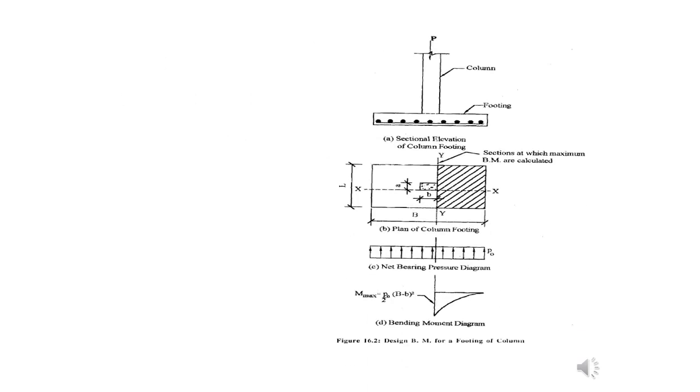Now we shall see the diagrams. This is the section of the isolated footing, right? Here the length is there, width is there. In this case we are going to calculate the bending moment along the y-axis as well as along the x-axis. So this is the plan, right? How the net bearing pressure acts in the upward direction.